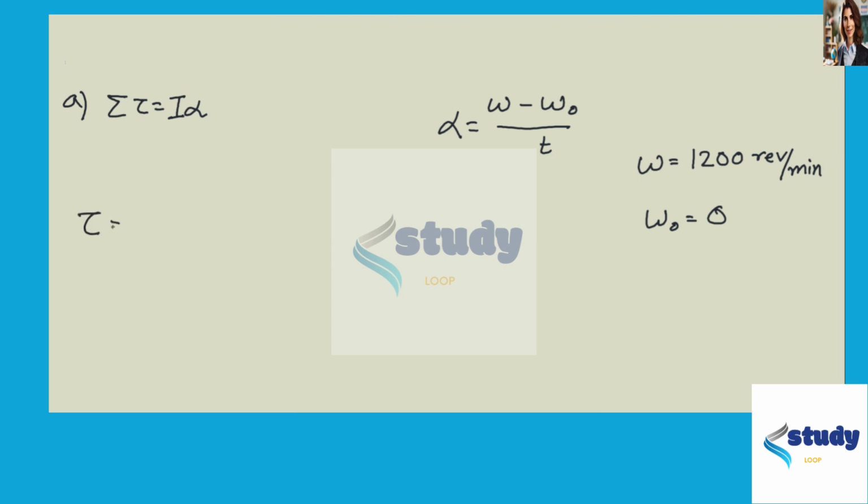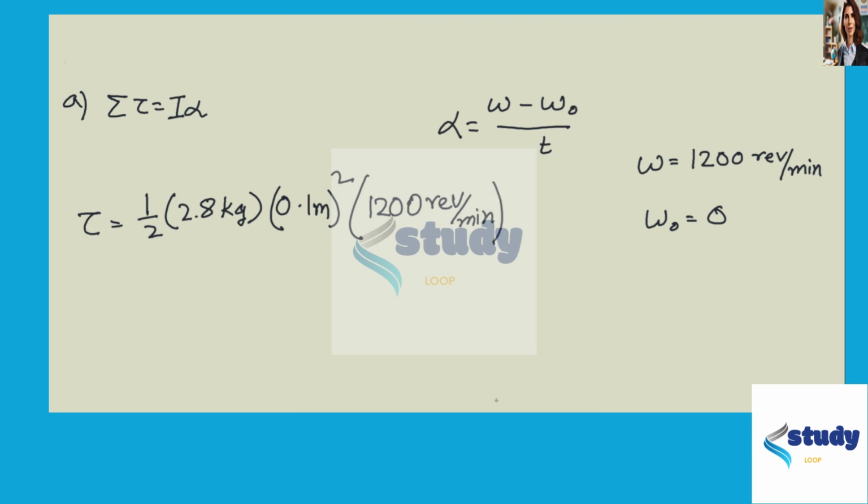So torque is again moment of inertia times alpha. In our case, the moment of inertia is half of m r squared, where m is 2.8 kg and r is 0.1 meter. So we take a square, and then we convert 1200 rev per minute to radians per second, and the way we do that is the following.